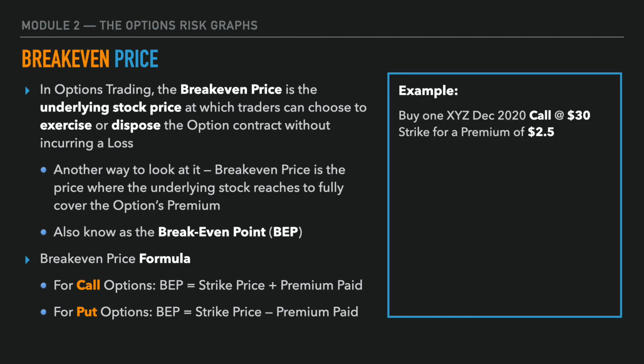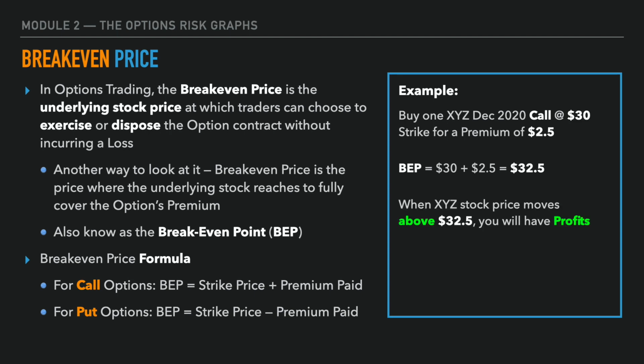Let's take a look at one example. Let's say you bought one company XYZ December 2020 call option at a $30 strike for a premium of $2.50. So the break-even price for this trade is 30 plus 2.5, which is $32.5. When the XYZ stock price moves above $32.5, you will have profits. When the stock moves below $32.5, you will have losses.